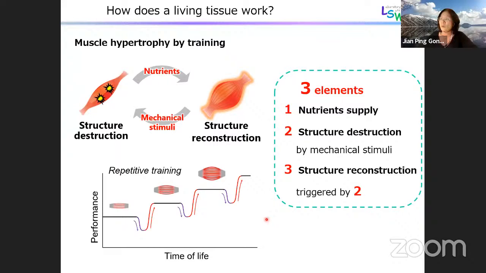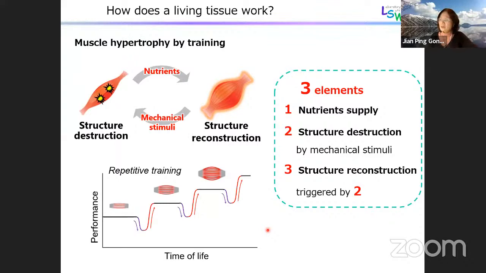So what is the essential process in such kind of muscle training? From our point of view, we think there are three important elements. One is nutrient supply. So this nutrient supply is to get energy or also get the mass, the substance, to build a new structure and to have the new material to build a new structure. This is necessary. And the second one is structure destruction by mechanical stimuli.